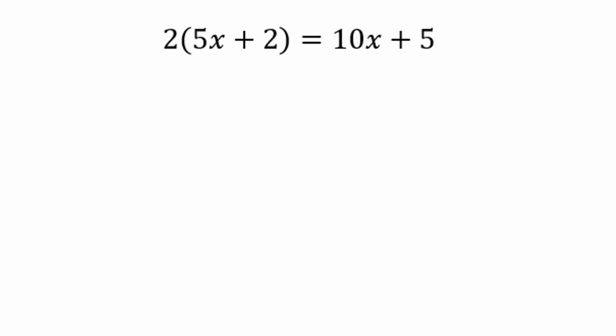So your first equation, you want to start out with your parentheses and do your distributive property. So we'll distribute our 2. So 5 times 2 would give me 10. Keep your x. 2 times 2 would give me positive 4. And then bring down your other part of your equation.